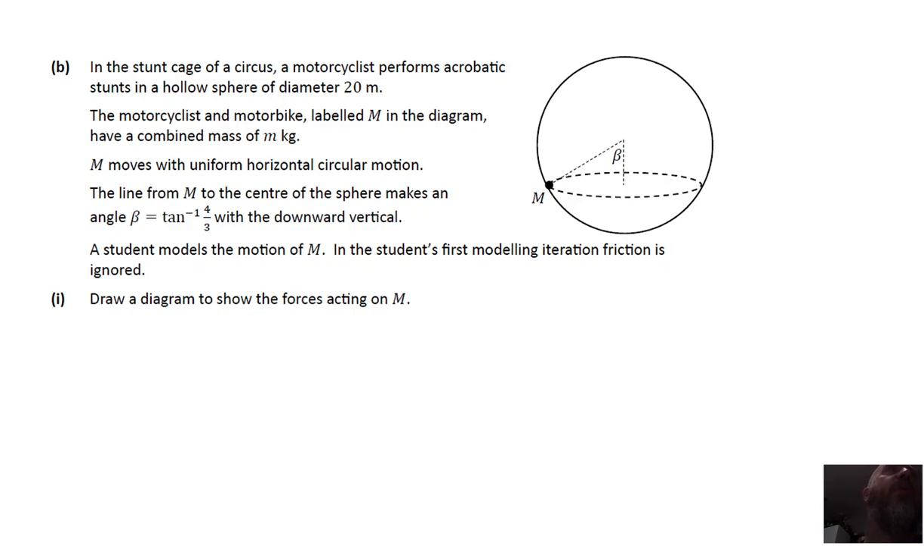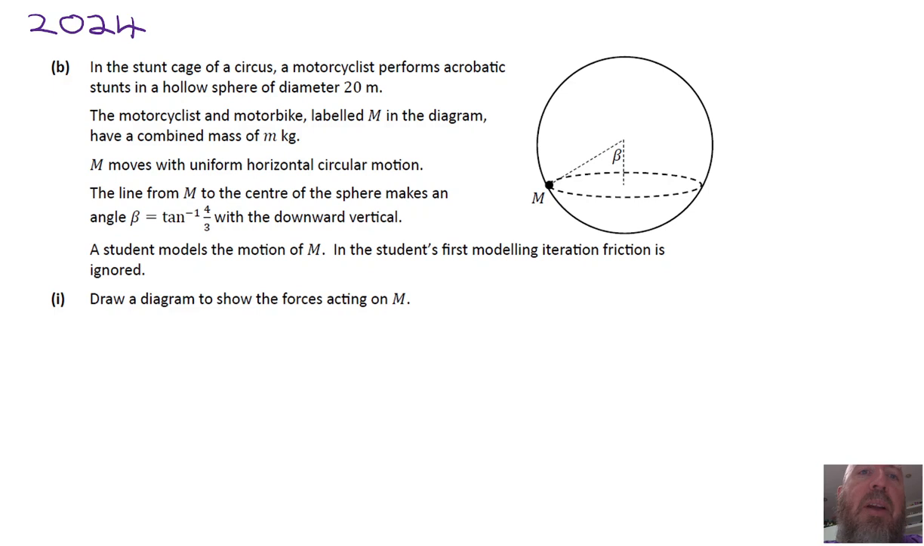So, what we're looking at today is horizontal circular motion from 2024. Let's write that up before we go. So, 2024 horizontal circular motion. In the stunt cage of a circus, a motorcyclist performs acrobatic stunts in a hollow sphere of diameter 20. So, diameter is 20. Okay, cool.